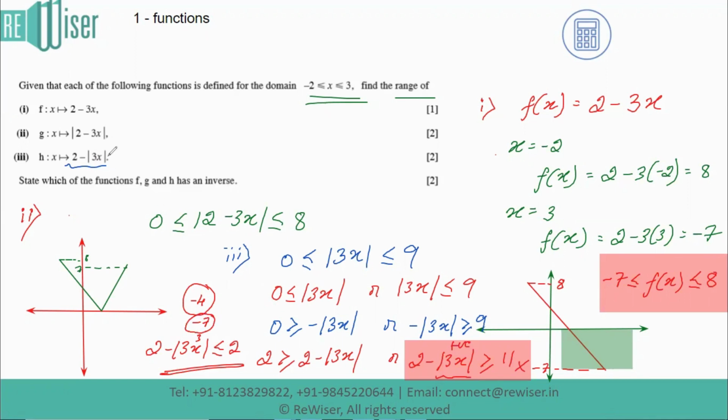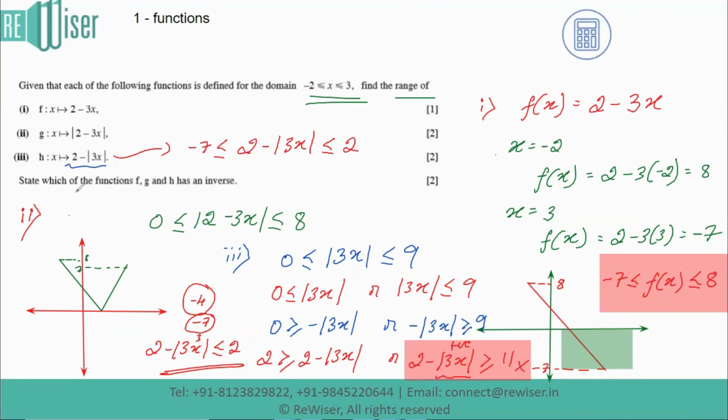So that is the reason the range of this third function, which is 2 minus absolute value of 3x, will be between minus 7 to positive 2. So this is the right answer for this sum.